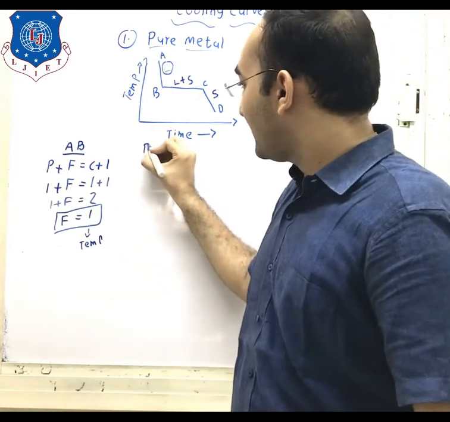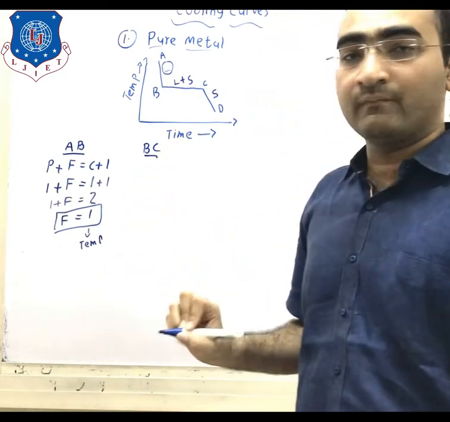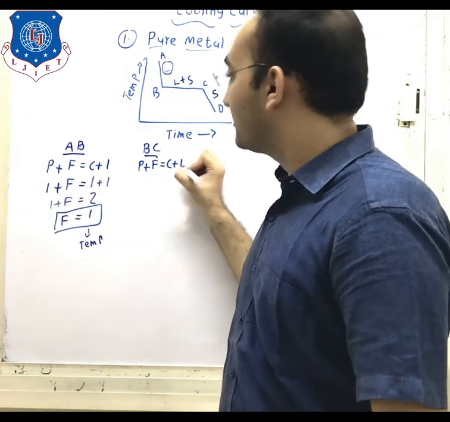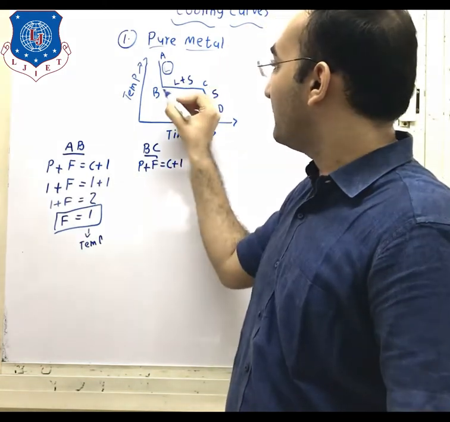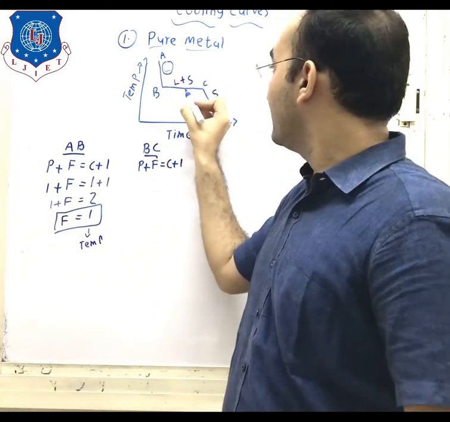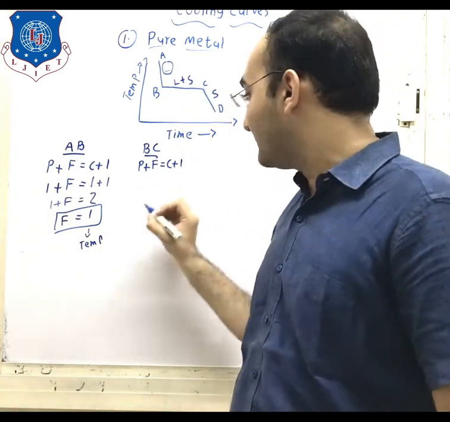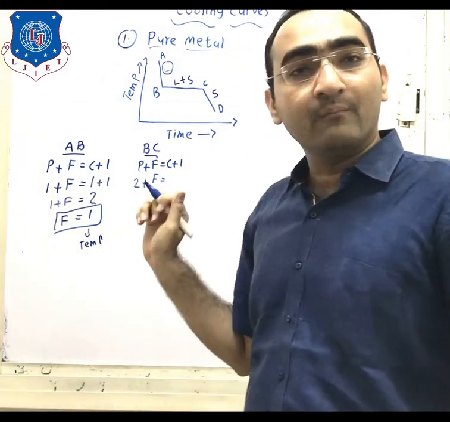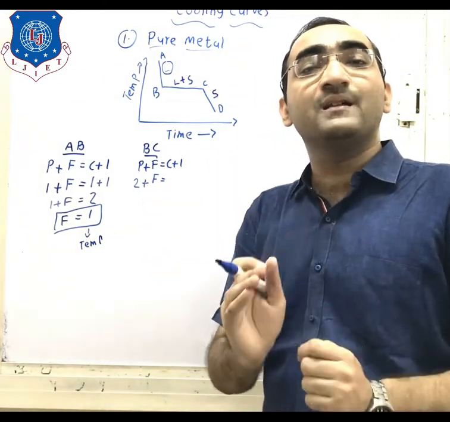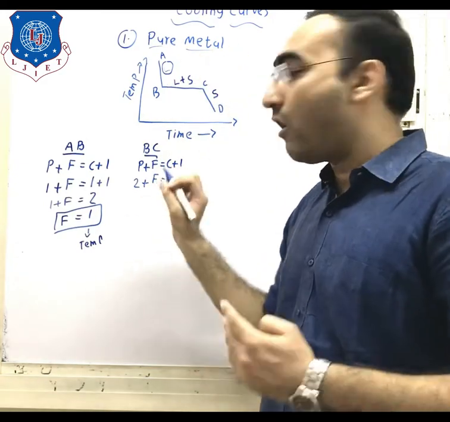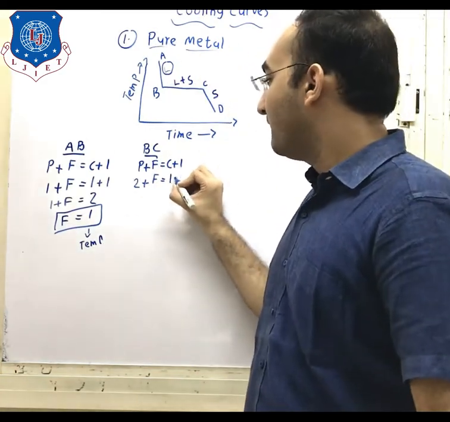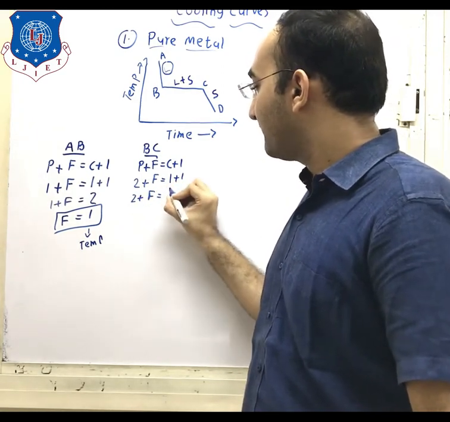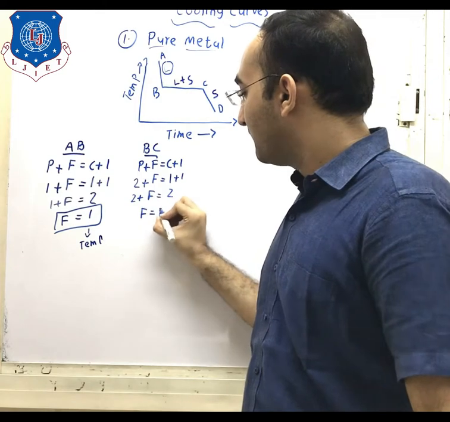Now let us discuss the BC region. Let us write the formula, that is P plus F equal to C plus 1. Once again, what phases are present in BC? There are two phases, liquid and solid. Both phases are present, so P is 2. F we want to find out. What is the number of components? The number of components remains the same, the pure metal only. So that will be 1 plus 1. So 2 plus F equals 2, so F will be equal to 0.